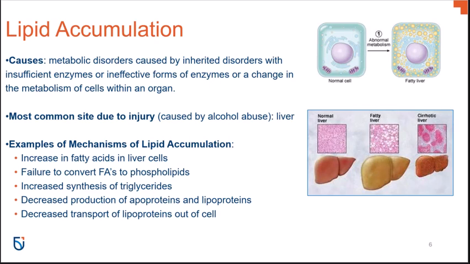So some examples of the mechanisms of lipids accumulating in the cells. Some of the things that might be seen include just an increase in infiltration of fatty acids into liver cells. There can be failure to convert fatty acids into phospholipids, which is the preferential conversion. Phospholipids, remember, are a big part of making up our cell walls. We have that phospholipid bilayer. So instead of converting to phospholipids, the fatty acids convert to triglycerides instead and build up in the cell. There can be a decreased production of apoproteins and lipoproteins in the cell.